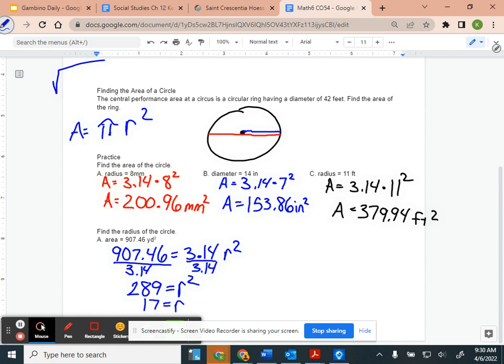R equals 17. The way you could check that is if you do 17 times 17, you would get 289. The square root is that number. If you take that number and square it, they go back and forth, squares and square roots. So on your calculator, you have that square root button.